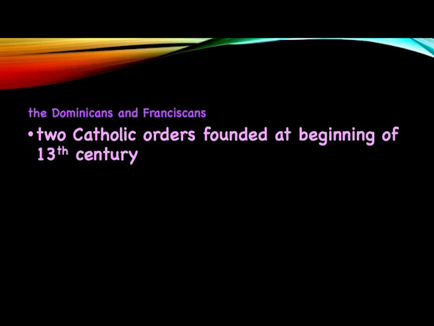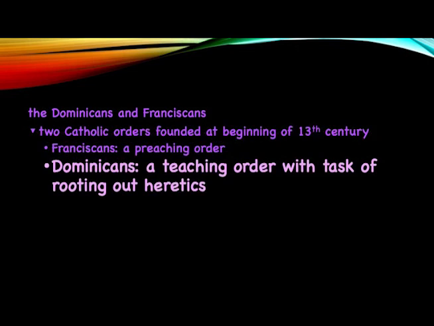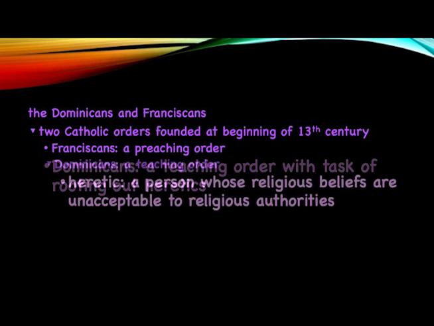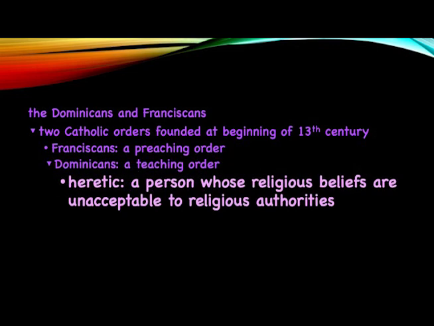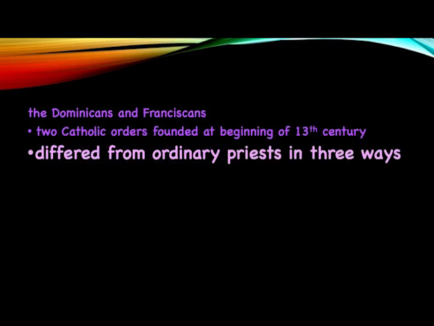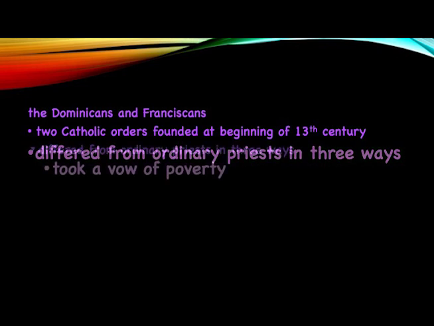The two Catholic orders were founded at the beginning of the 13th century. Franciscans were founded as an order of preachers, the Dominicans as a teaching order, with the additional task of rooting out heretics. Heretics are people whose religious beliefs are unacceptable to religious authorities who do not share their views. Both the Dominicans and Franciscans differed from the priests who ran Catholic parishes in three primary ways.